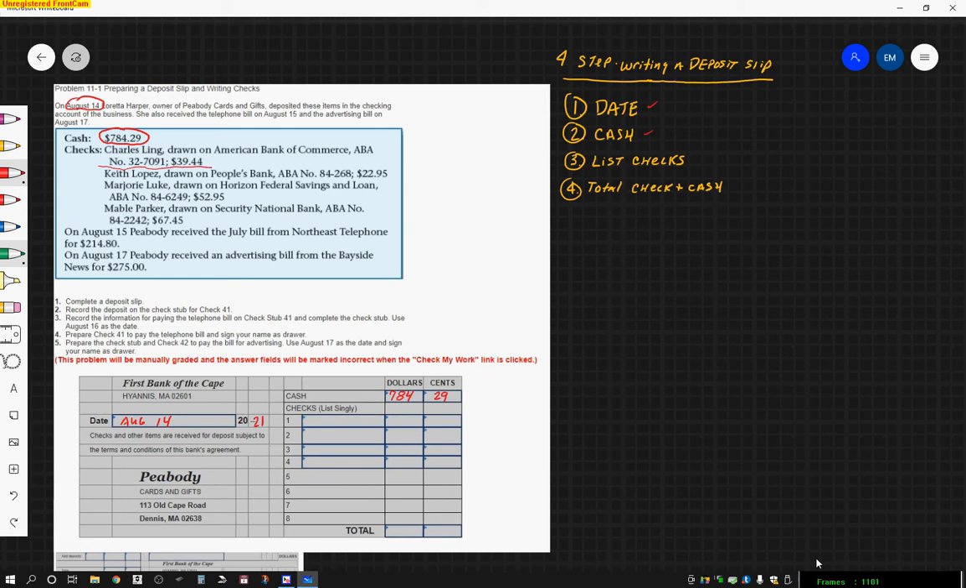Okay. This bank name is not going to concern us. The ABA number is going to take care of that. So we're going to come over and list this one first. So we have ABA number 32-7091. Did I say 72? How about 32? 327091 in the amount of $39.44.